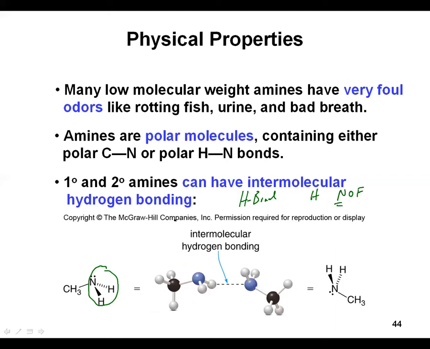Tertiary amines do not have the ability to hydrogen bond. The reason is that the nitrogen is connected to 3 carbons and has no hydrogen. So when you get to your tertiary amine, it loses that last hydrogen and thus lacks the ability to do any type of hydrogen bonding.